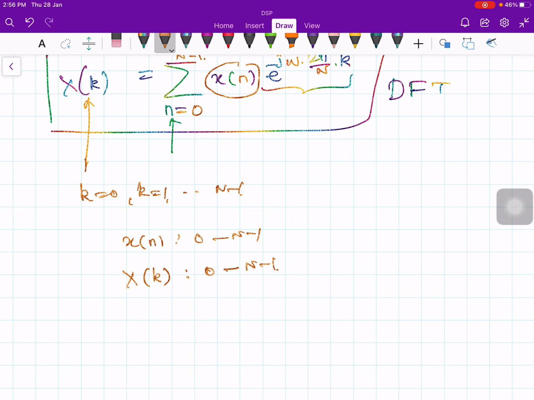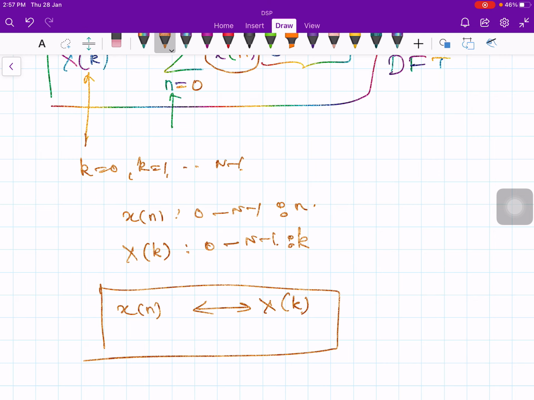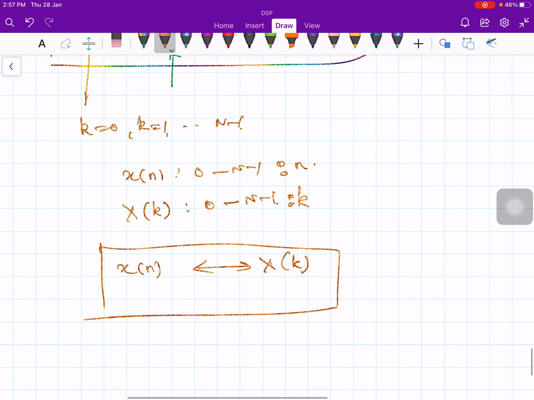Here the variable is k, and here the variable is n. Therefore, x of n and x of k form a 1-to-1 transform pair. So they are a 1-to-1 transformation. It's a finite length sequence, let me put it under braces.